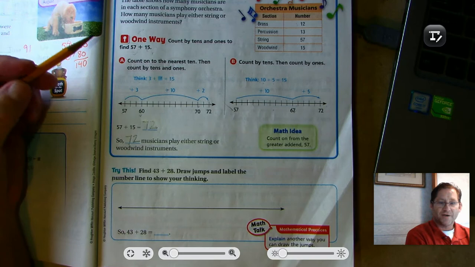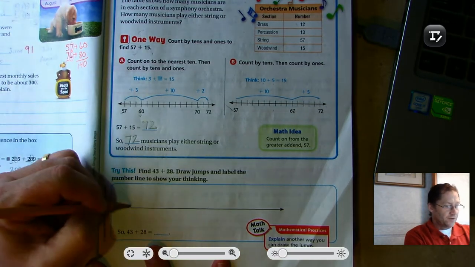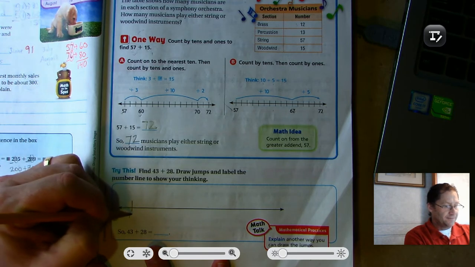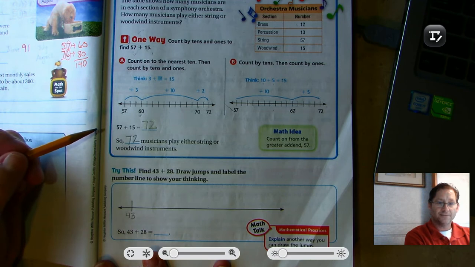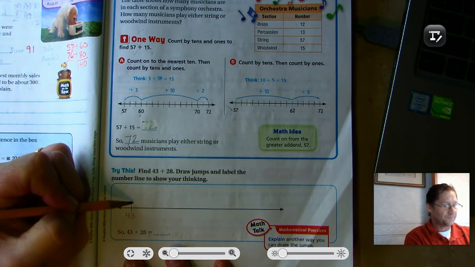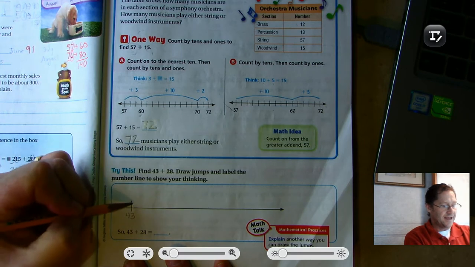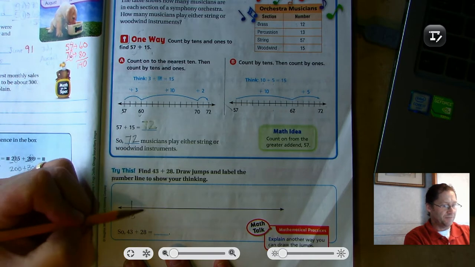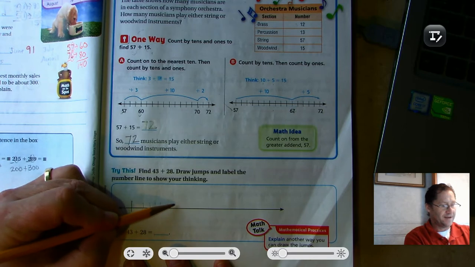Find 43 plus 28, draw jumps, and label the number line to show your thinking. So again, start with the larger number. Count on by either tens and ones, or count by ones to get to the nearest 10. So if I counted to get to the nearest 10, I would have to take 7 jumps. 44, 45, 46, 47, 48, 49, 50.